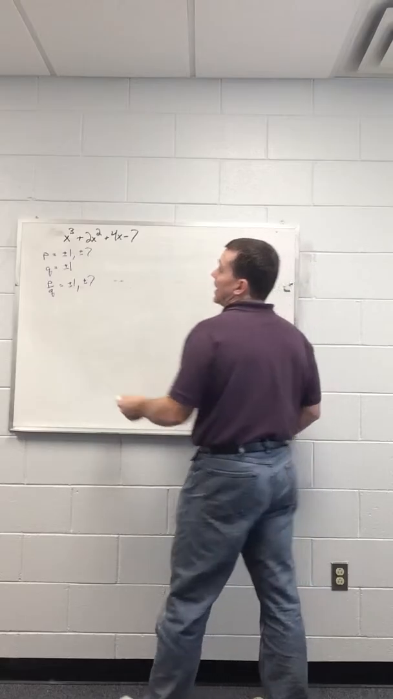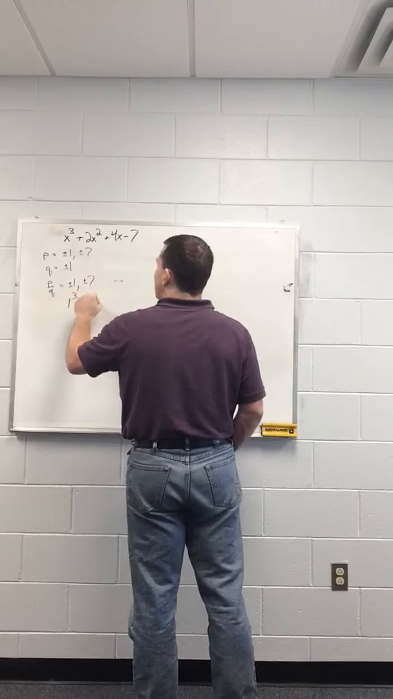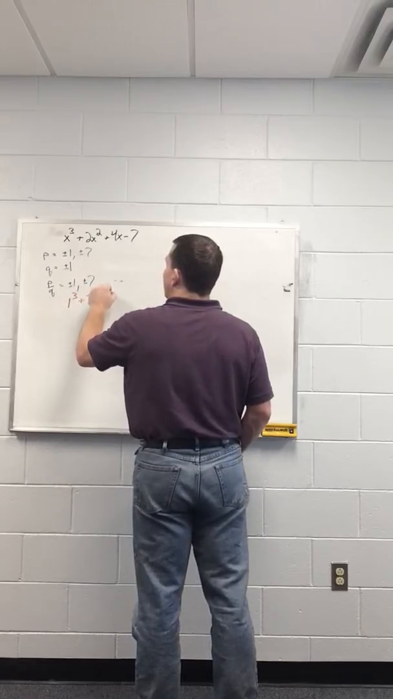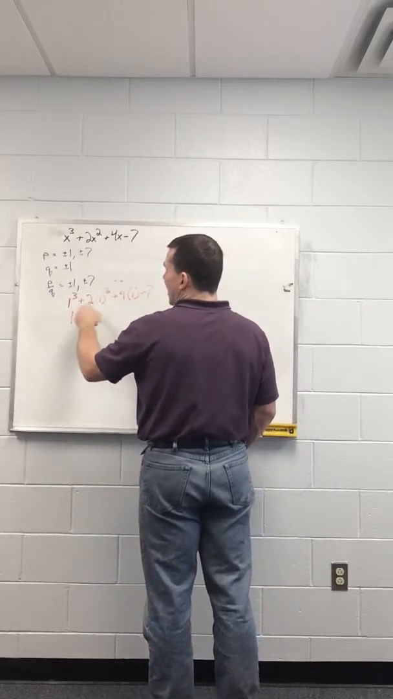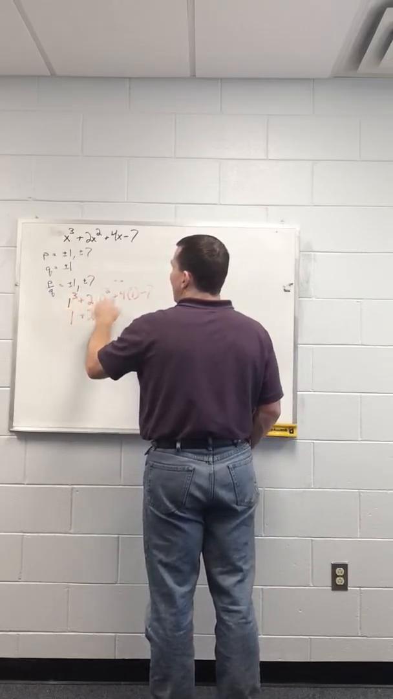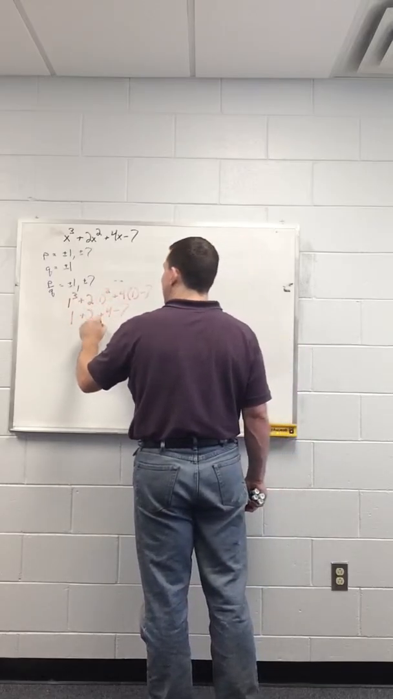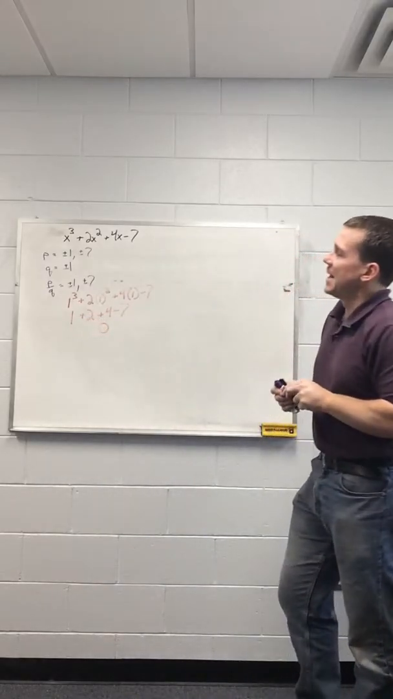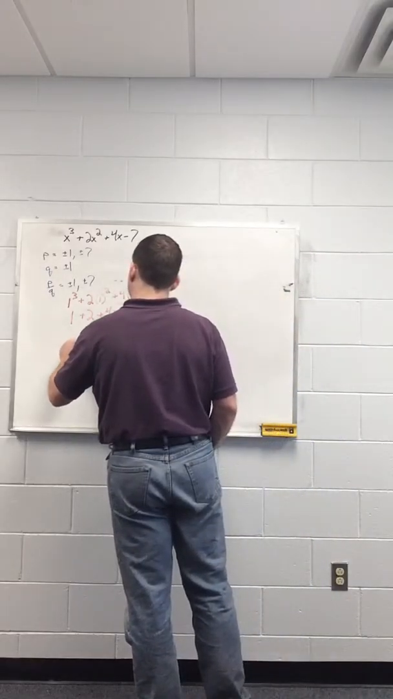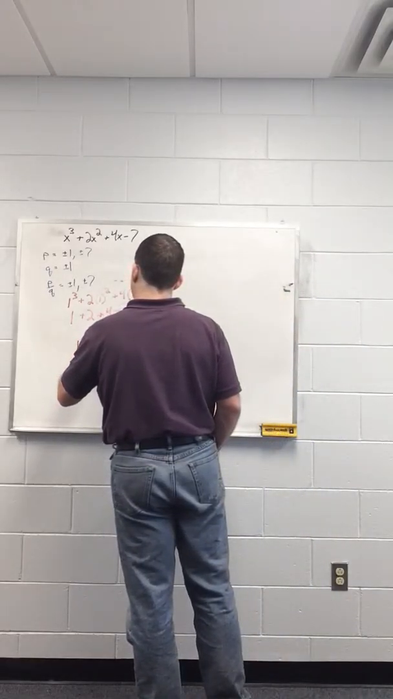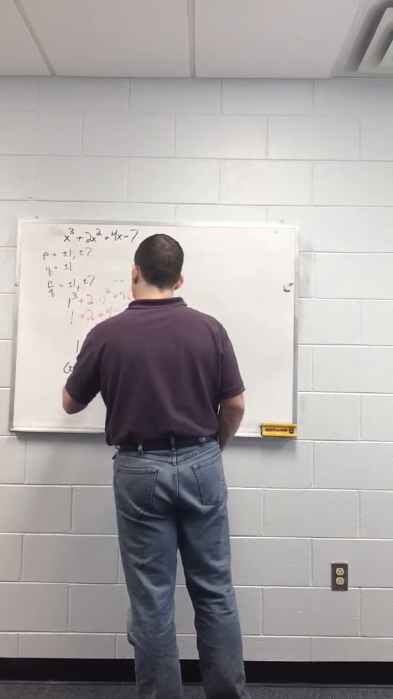Now I plug them all in. I'll start with 1. If I plug 1 in, I get 1 cubed plus 2 times 1 squared plus 4 times 1 minus 7. 1 cubed is 1, 1 squared is 1 times 2 is 2, 4 times 1 is 4 minus 7. 1 plus 2 is 3 plus 4 is 7 minus 7, which is 0. That tells me that 1 is a 0, or x minus 1 is a factor.